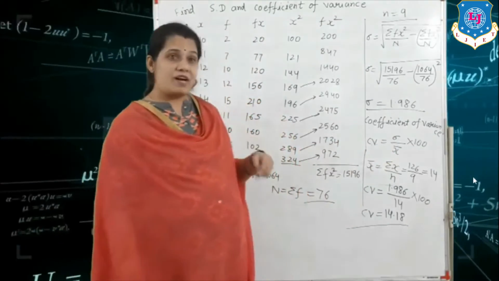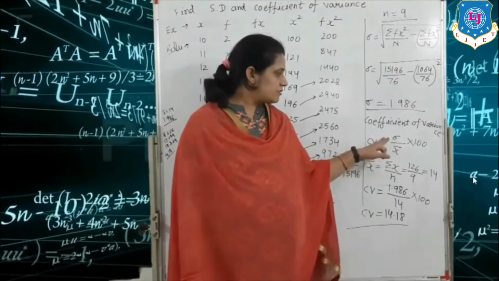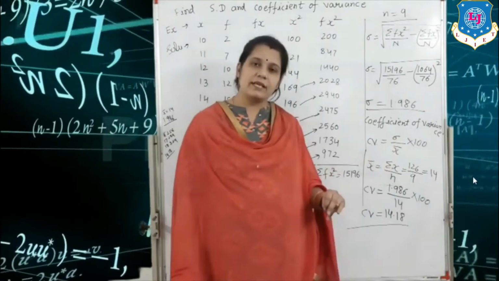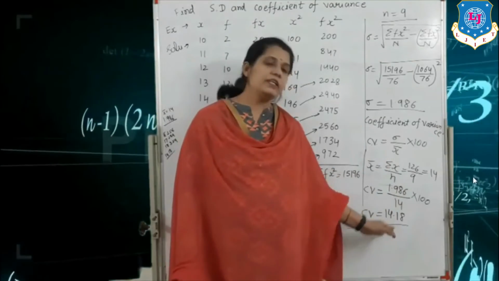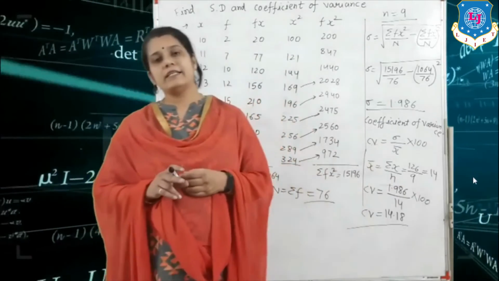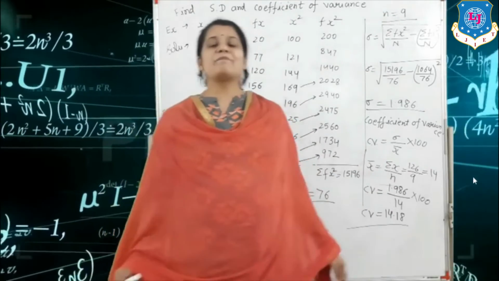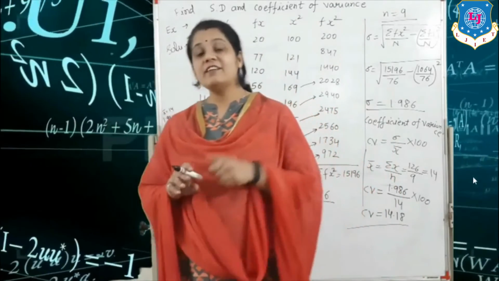So first we find the value of x bar. After that put the value of sigma and the value of x bar into 100, and we get the coefficient of variance 14.18. Okay, so this is the example of the standard deviation and the variance.